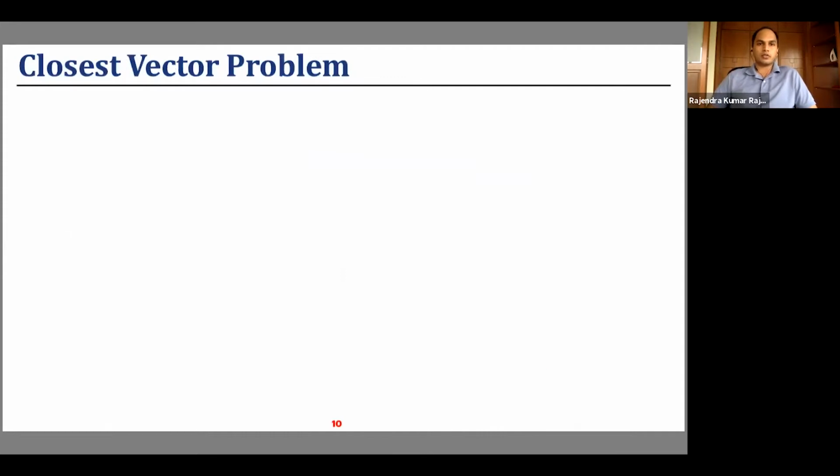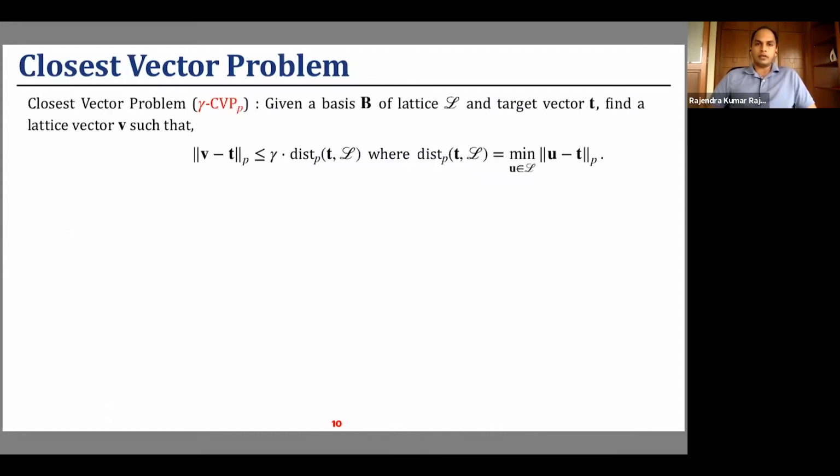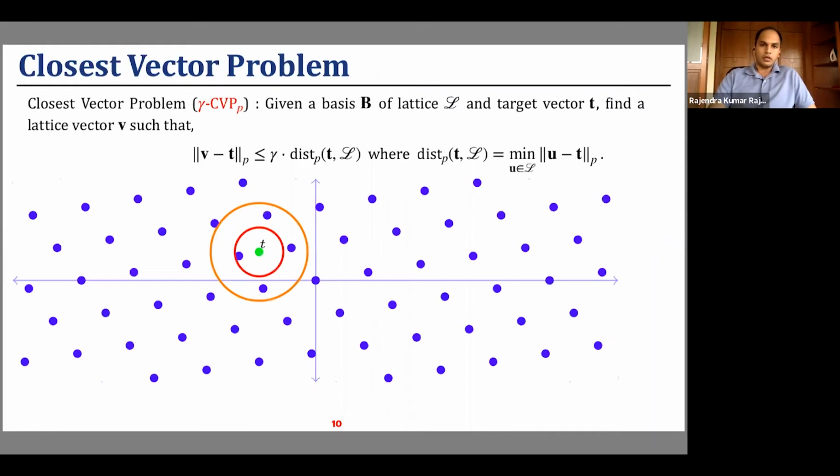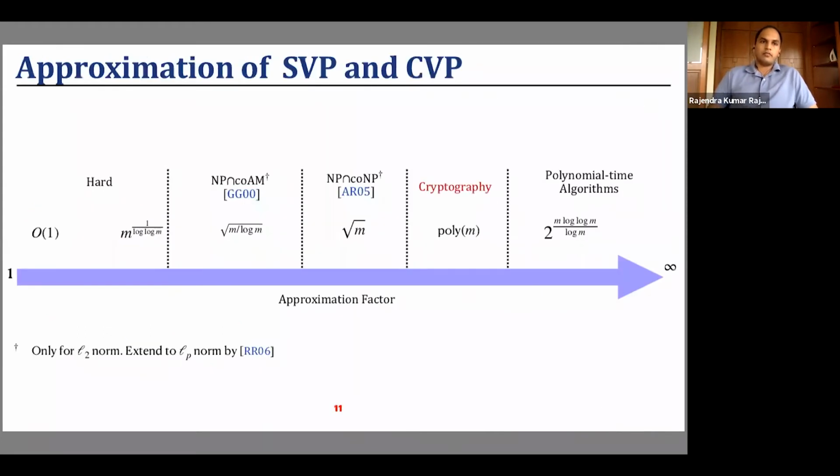And the next problem is the closest vector problem. In this one, we are given a basis and also a target vector t. And the problem here is to find a lattice vector v such that the distance between v and t in LP norm is at most gamma times the minimum distance in LP norm. So in this one, if you find any lattice point within the red circle, you are solving exact CVP, and in the orange circle, you solve 2 approximation of CVP. So these are the classes of problems which we'll be interested in, SVP and CVP in all the different LP norms. Now let's first see what we know about these problems in terms of approximation.